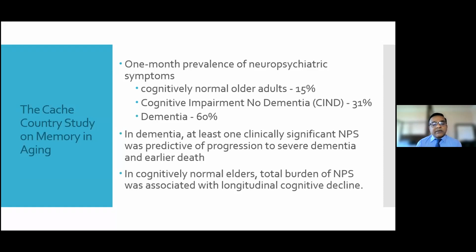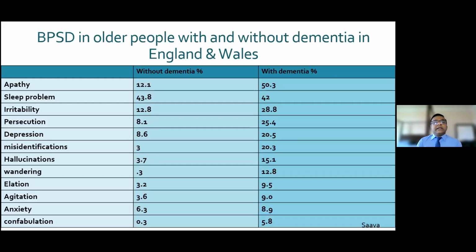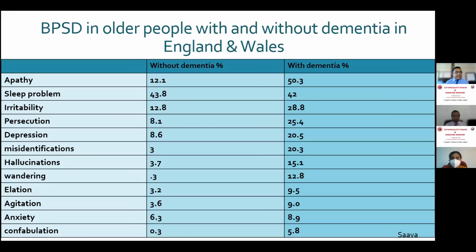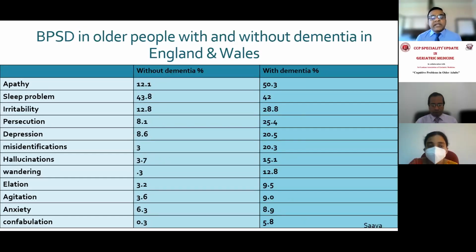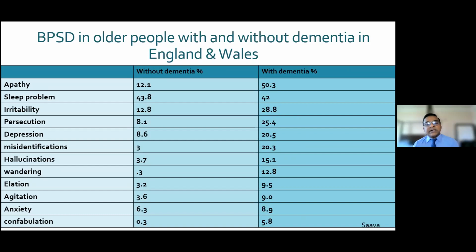So unless you start all the treatment, from disease modifying to proper management of cognition and behavioral and psychological symptoms, the total package is needed to alter the course of the disease. It's a deadly disease otherwise. In cognitively normal adults, total burden was associated with longitudinal cognitive impairment. These are the same findings. You see, the CACHE study findings are interesting. They have apathy, sleep problem, irritability, persecution, depression, misidentification, hallucination, wandering, elation, agitation, anxiety, and confabulation. There are a fair number of people without dementia having them, but you can see very clearly when it goes to dementia, there are very significant numbers, right?